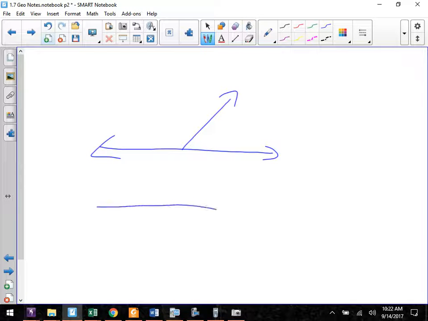Because if you do this, those are vertical angles. Yes, sir. That was a very common mistake on that one. That's a very common mistake. What else on here do you want to see?